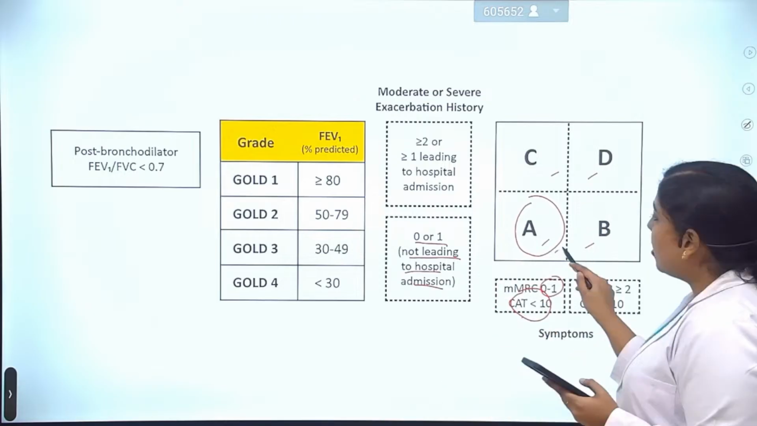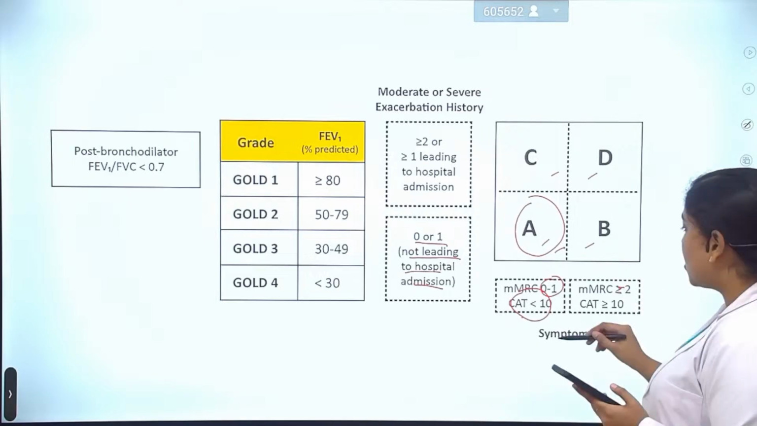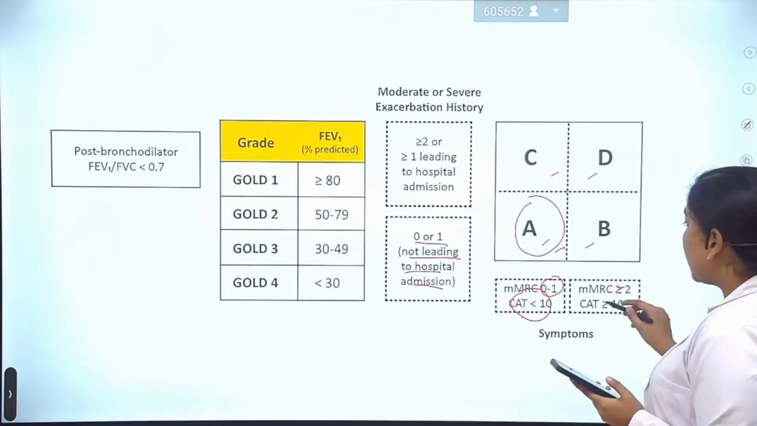Next we come to category B, where they come under the second grade in the MMRC score, and the CAT score is also what is happening?